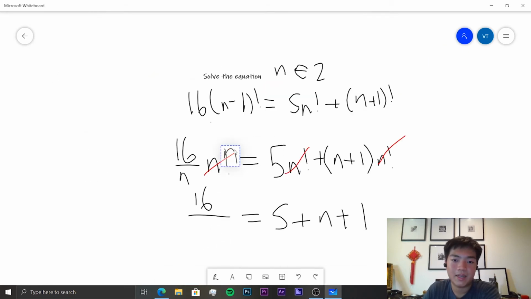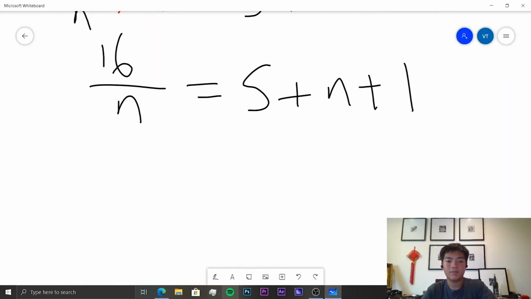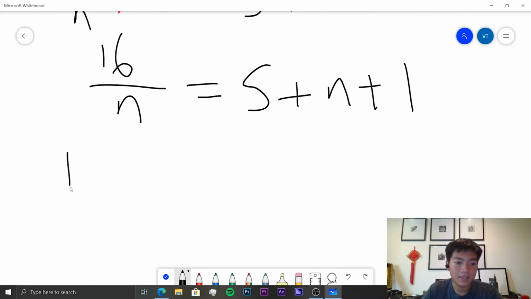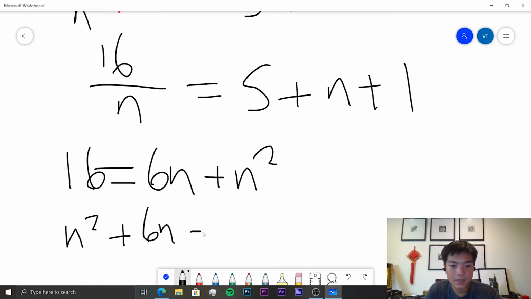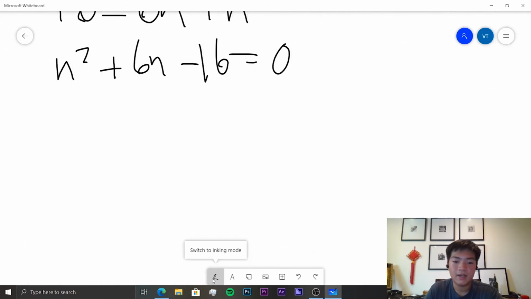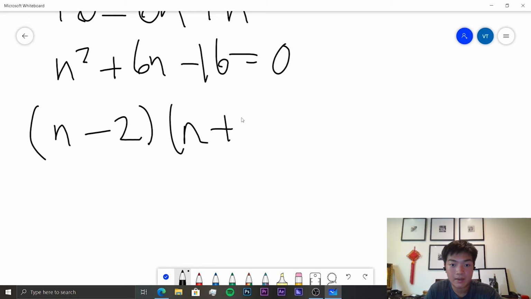And this turns back into a pretty simple quadratic equation. So we have 16 is equal to 6n plus n squared by multiplying both sides by n. So n squared plus 6n minus 16 is equal to 0. And now we can simply factor this into n minus 2 times n plus 8 is equal to 0.